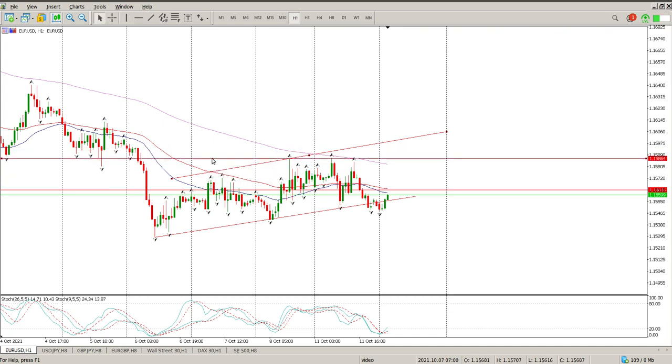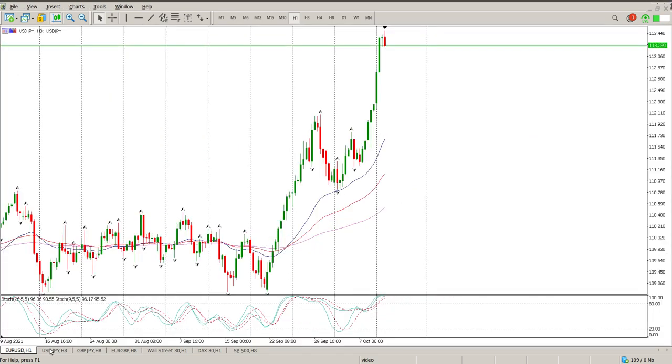And the structure that I'd be looking to break would be these highs of Friday and Monday at 115.864. Too much noise happening in the markets right now for me to actually look at the dollar to buy or sell, to put it bluntly.